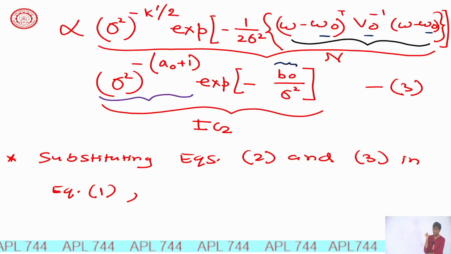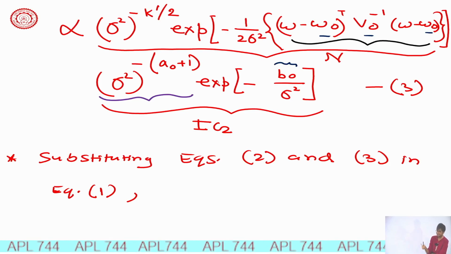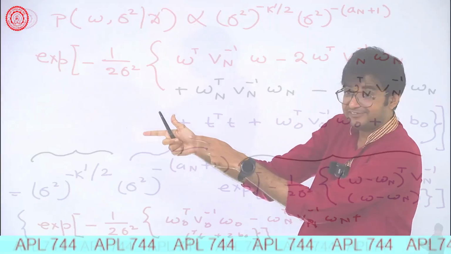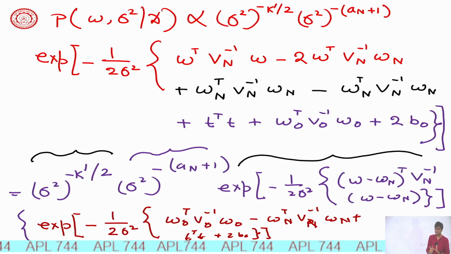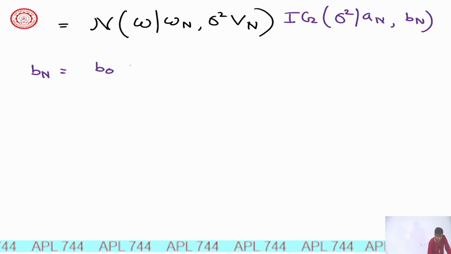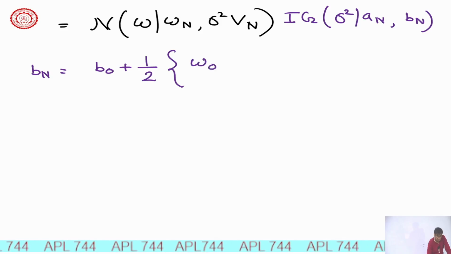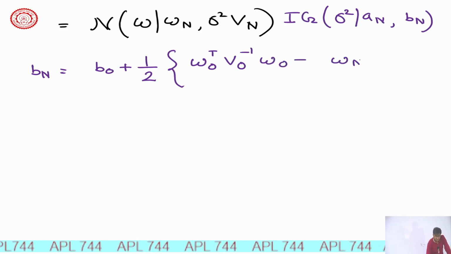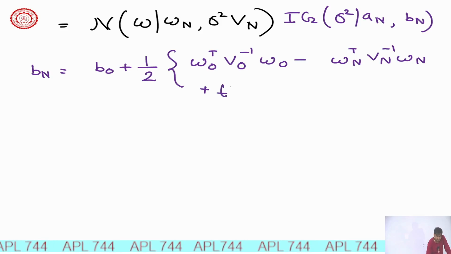So look at B naught and the inverse gamma expression. Okay. So sigma square to the power, divided by 2. So the whole thing that you see inside the bracket divided by 2 is your Bn, because then only it will become Bn by sigma square, right? So therefore Bn is equal to B naught plus half W naught transpose V naught inverse W naught minus Wn transpose Vn inverse Wn plus T transpose T.